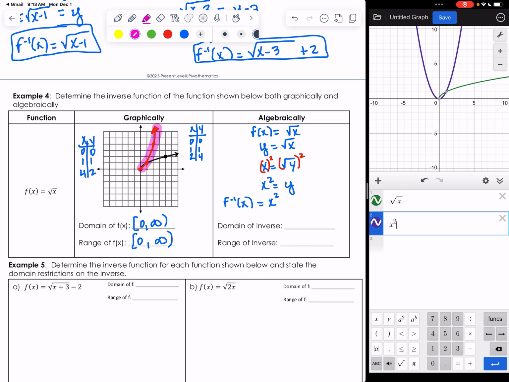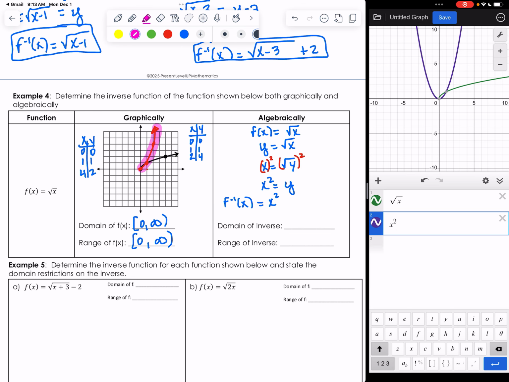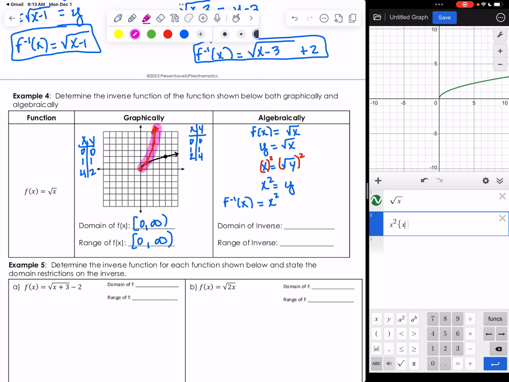So what I need to do is restrict the domain. And the domain of my parabola starts at 0. So watch what happens when I restrict the domain. So I need a curly brace to restrict the domain. So I'm going to restrict the domain to x's that are greater than or equal to 0 only. And that gives us the half parabola.